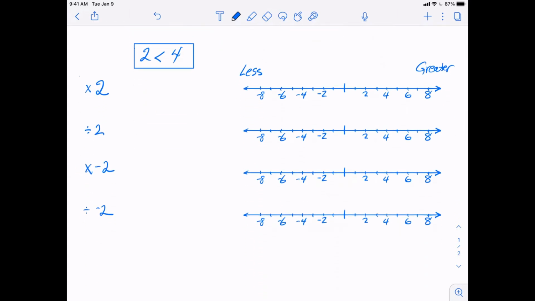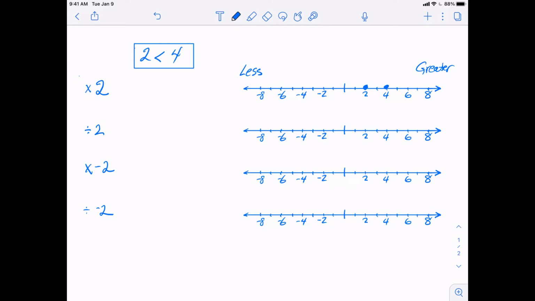We're going to use as our basic inequality 2 is less than 4, and we're going to do some things to it and see what happens. I'm going to represent the answers here as an inequality, and here we're going to represent the answers on the number line. So let's start with 2 is less than 4, and we'll graph 2 and 4 on the number line. And then we're going to graph what happens when you multiply by 2.